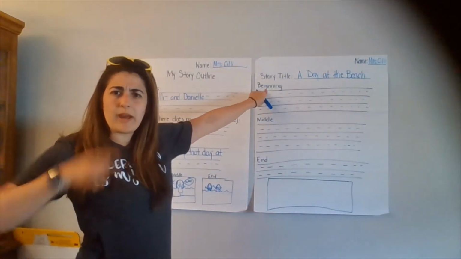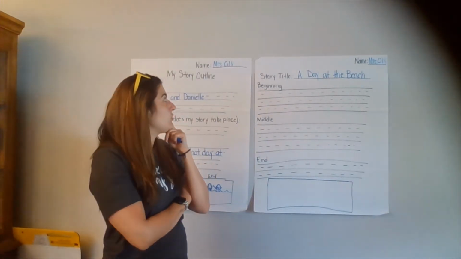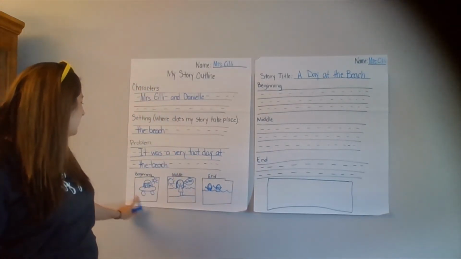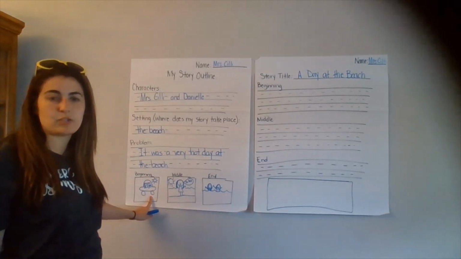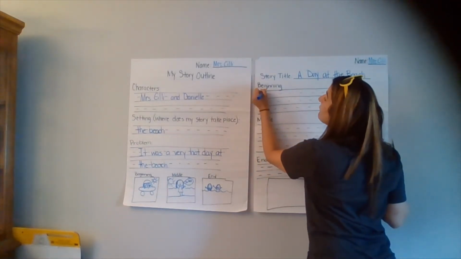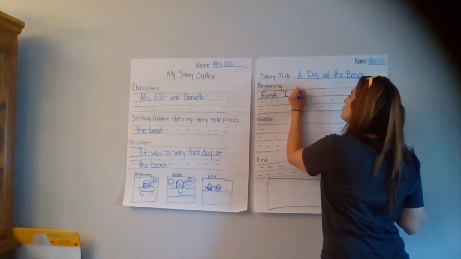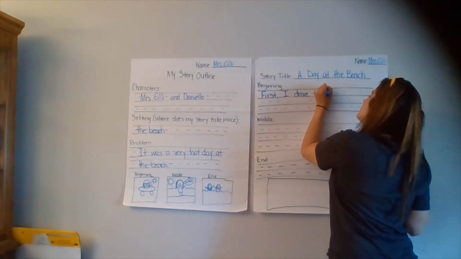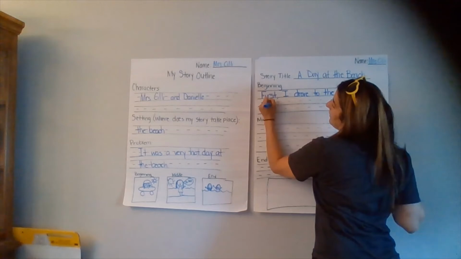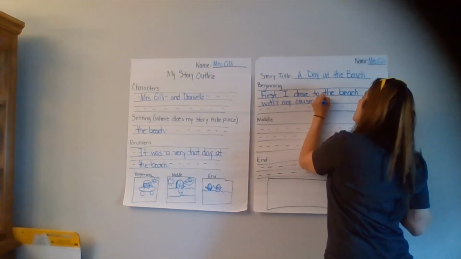Beginning. Okay, so where would I get my idea for what happened in the beginning of my story? I remember, I'm going to look at my picture. Oh, in the beginning of my story, I drove to the beach with my cousin. So I'm going to say, remember our fancy transition words. First, I drove to the beach with my cousin Danielle.